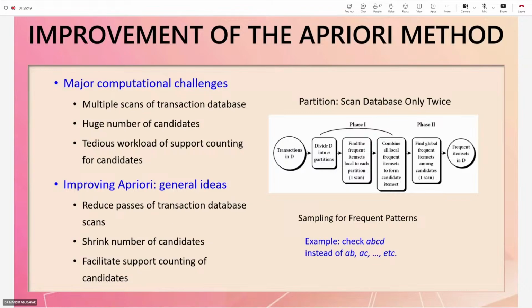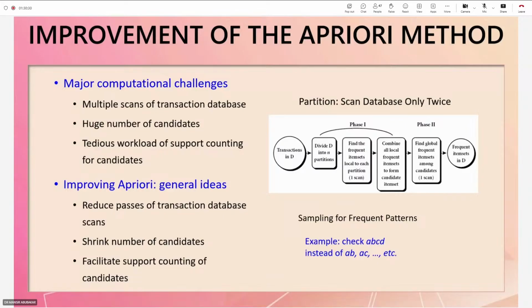So the first phase of the scanning will divide the data into n partitions, and then find the frequent items local to each partition. And that is one scan. This is why we call it a divide and conquer approach: divide the data into a particular number of partitions, then find the frequent itemsets local to each partition, depending on the number of partitions. So it will do the first scanning there.